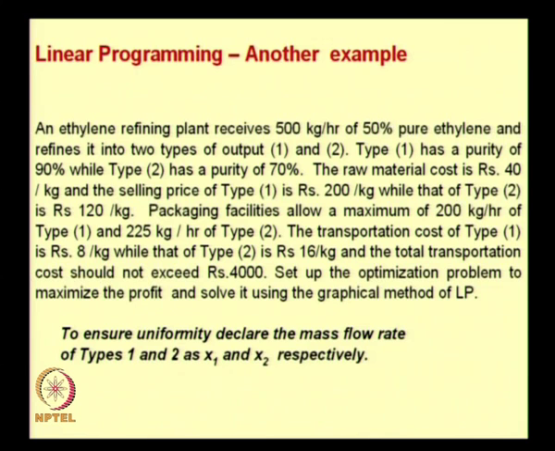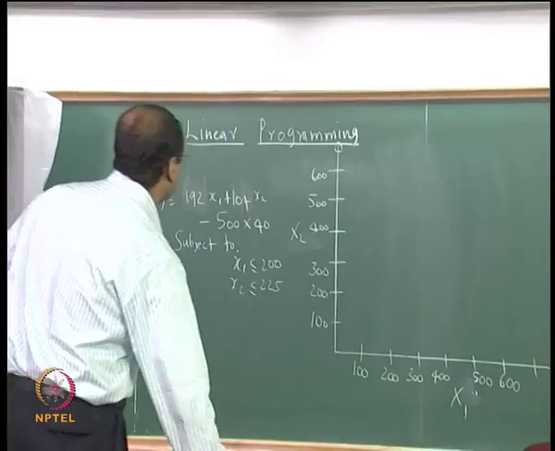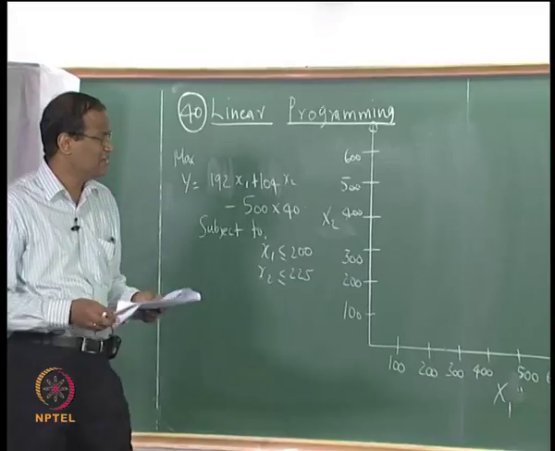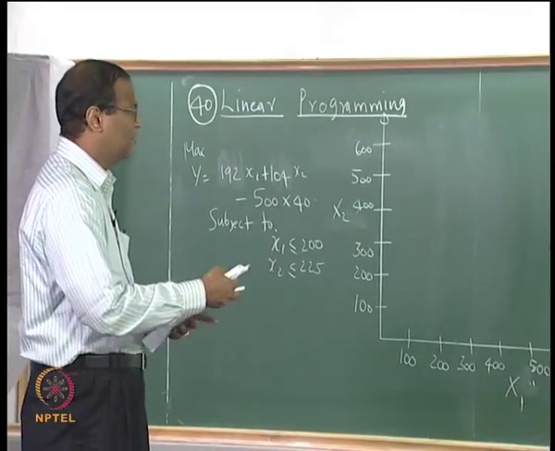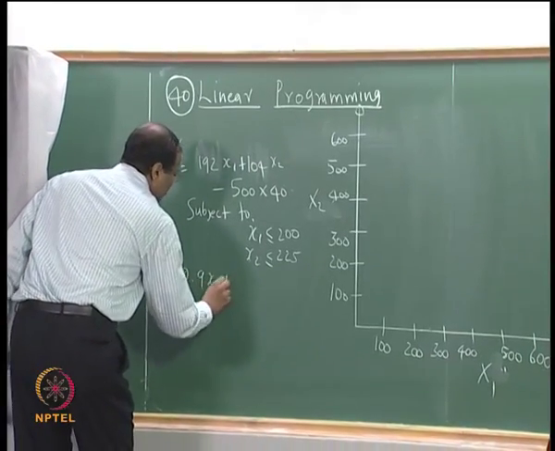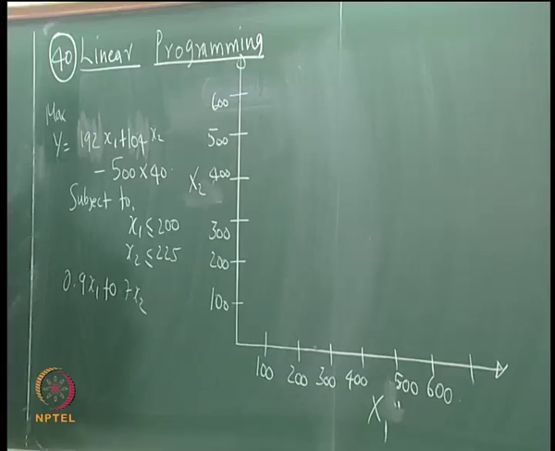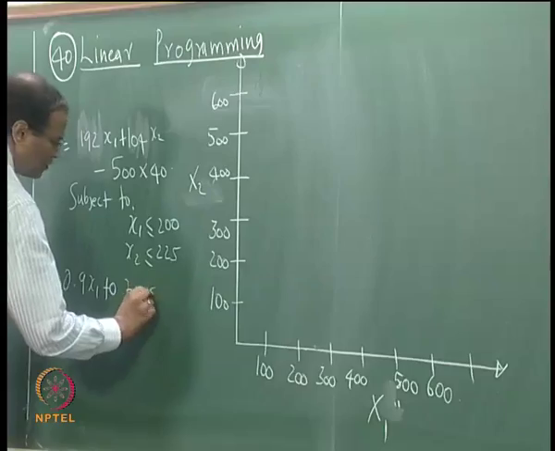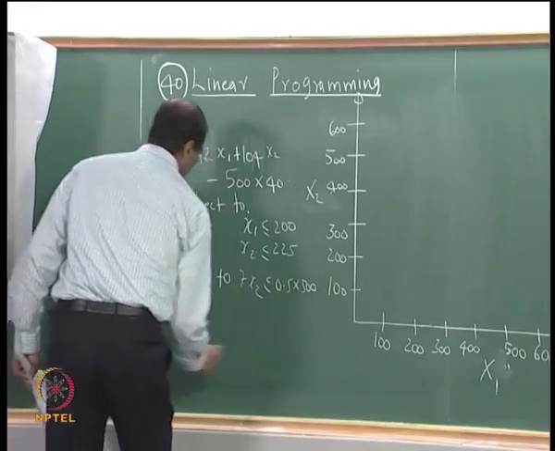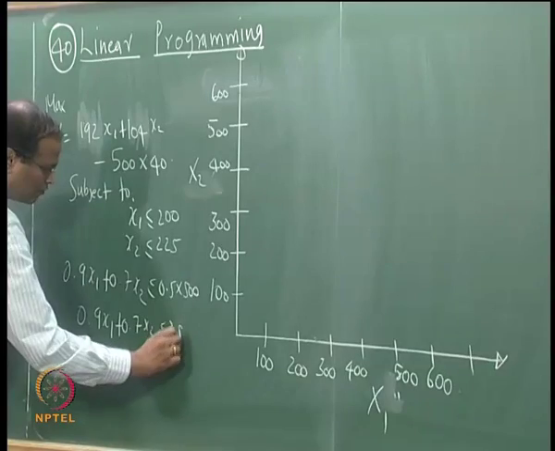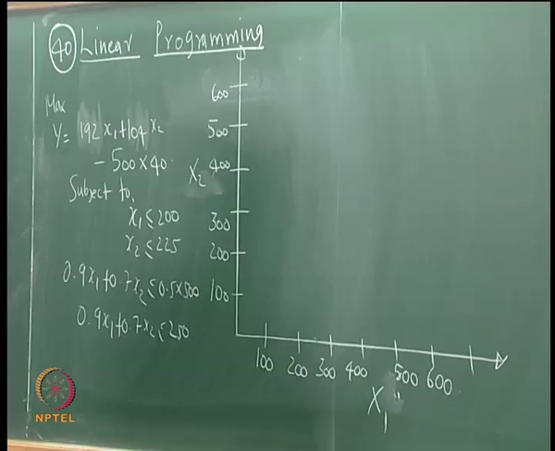So subject to x1 less than or equal to 200, x2 less than or equal to 225. These two take care of the constraints involved in the packaging. Now there is a mass balance constraint. What is the mass balance constraint? 0.9 x1, since x1 has 90% purity, plus 0.7 x2 must be less than or equal to 0.5 into 500.